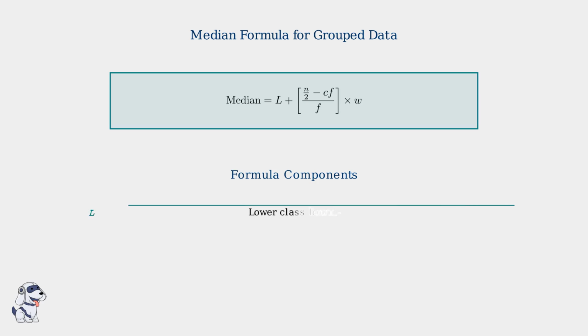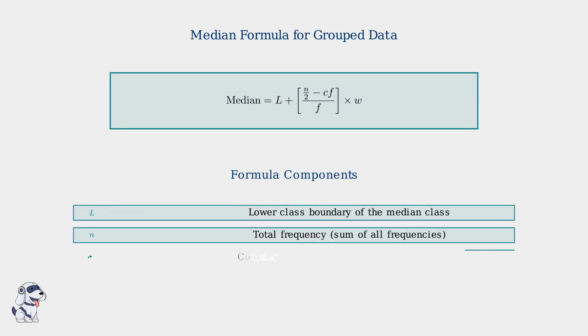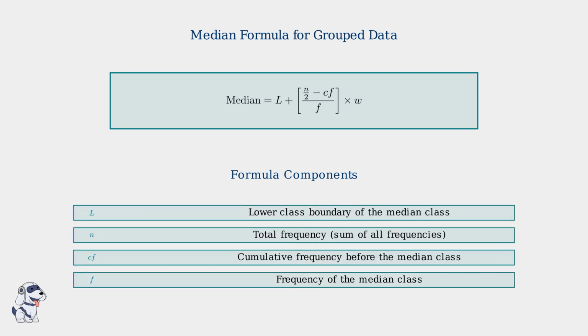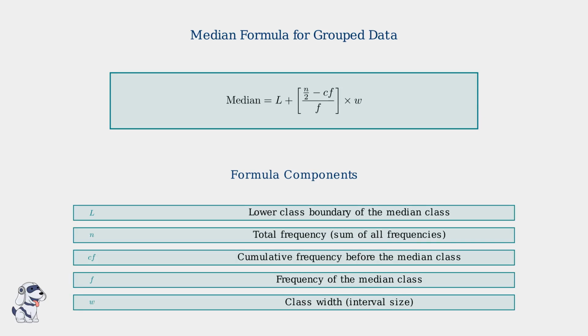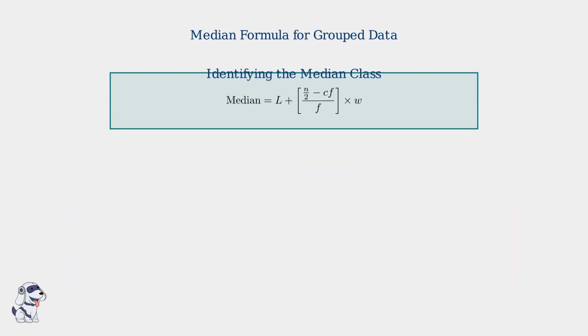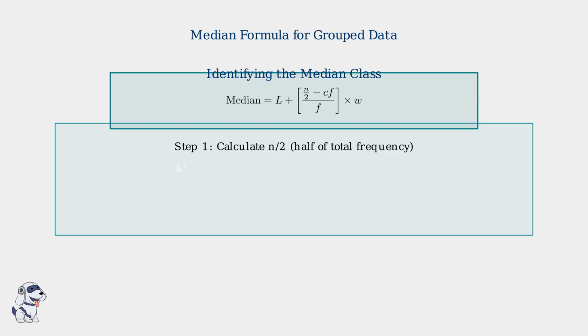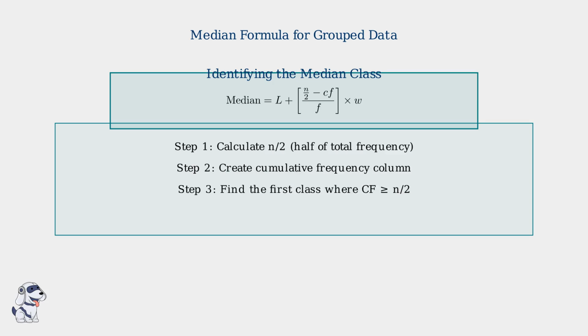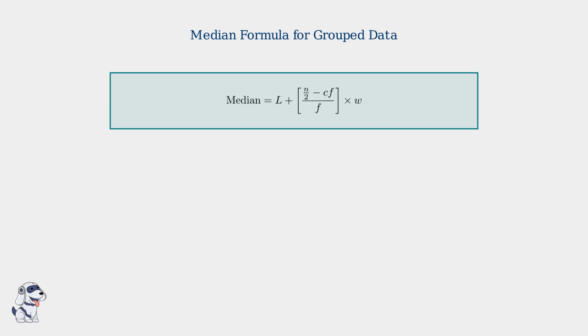Let's break down each component of this formula. Each variable has a specific meaning and role in calculating the median for grouped data. The most crucial step is identifying the median class. This is the class interval that contains the median value. We find it by locating the class where the cumulative frequency first reaches or exceeds half of the total frequency.